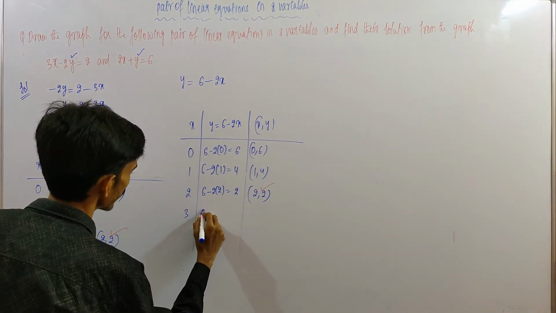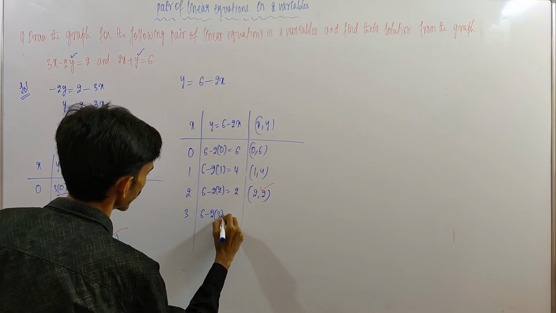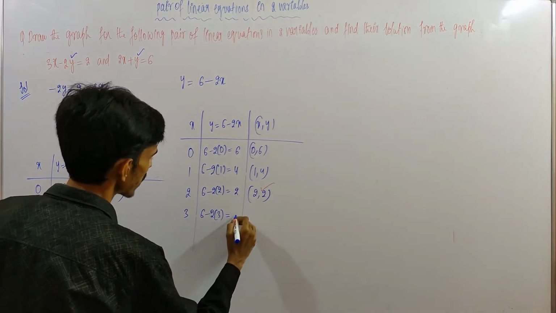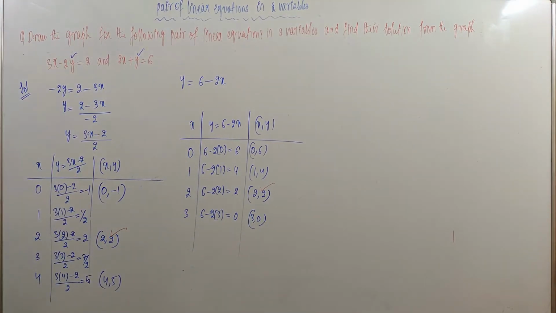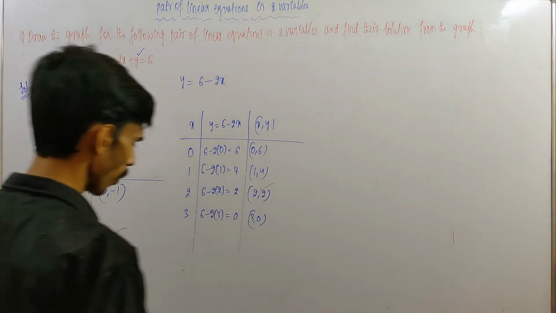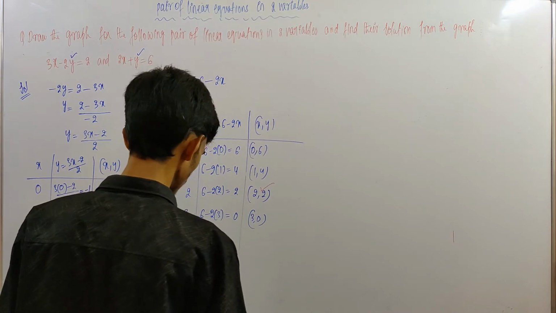Take 3. We have 6 minus 2 into 3. 3 twos are 6. 6 minus 6 we have 0. So we have 3 comma 0. Now we have the order pairs. Let us plot these points on the Cartesian coordinate system.